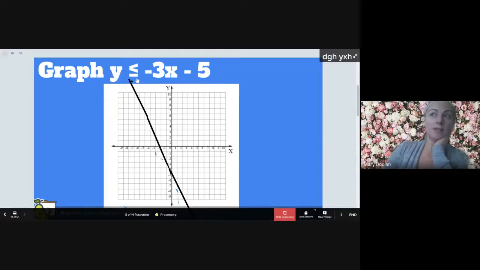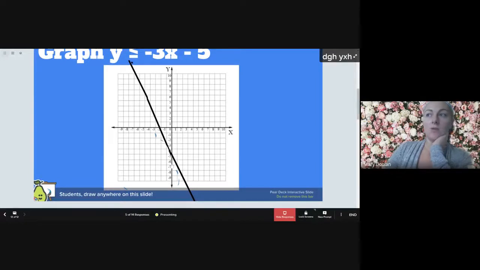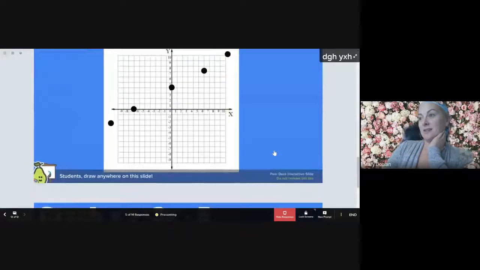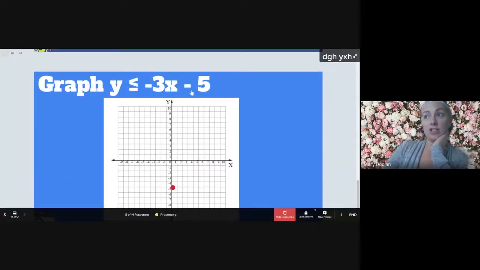Y is less than or equal to. It should be shaded below, because if we look to see where it crosses, we want to make sure we shade on the side where the numbers are getting smaller. So that is this side of the line. So that is correct. You should have it shaded where you had it shaded. -5. Yeah, so this is your starting point. This is a good start to this problem right here.